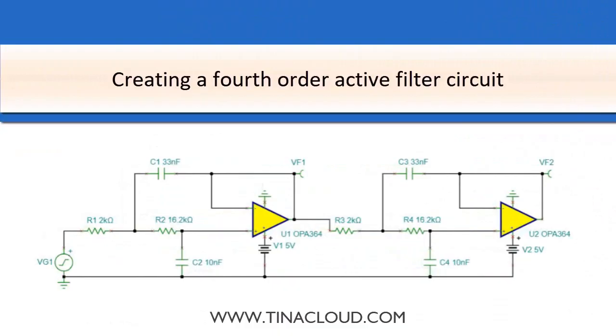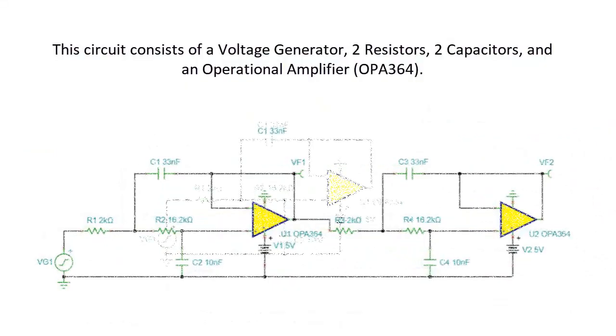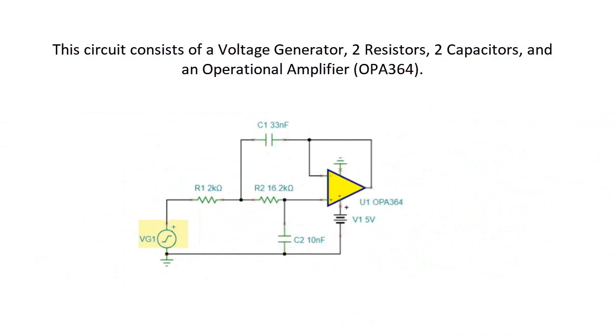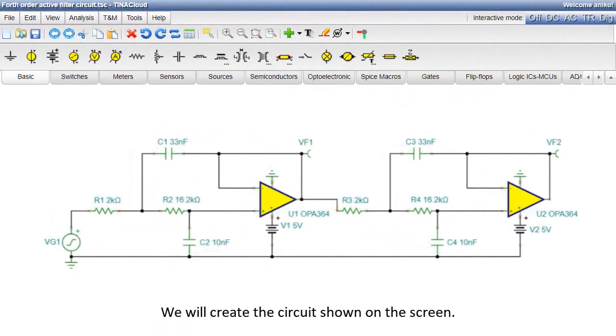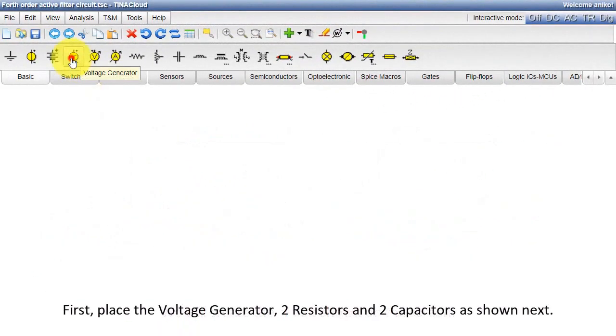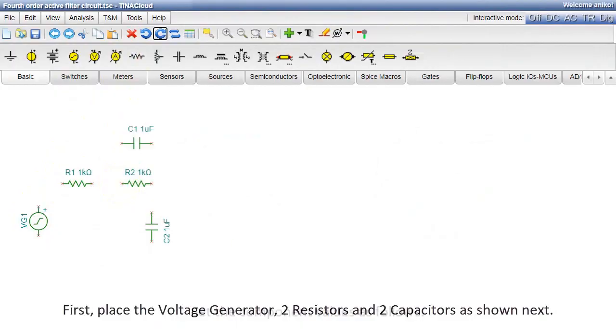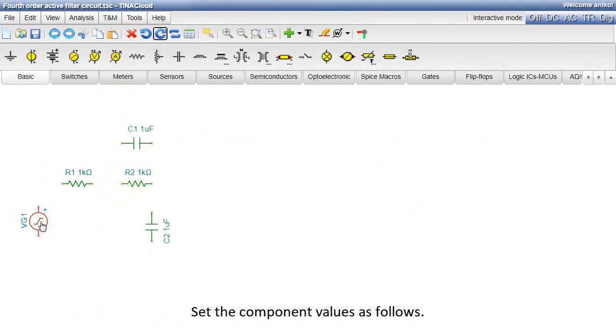Creating a fourth-order active filter circuit. This circuit consists of a voltage generator, 2 resistors, 2 capacitors, and an operational amplifier, OPA364. We will create the circuit shown on the screen. First, place the voltage generator, 2 resistors, and 2 capacitors as shown next. Set the component values as follows.